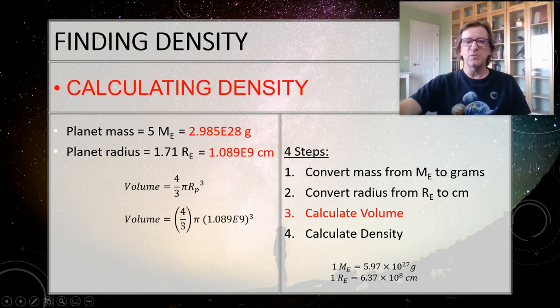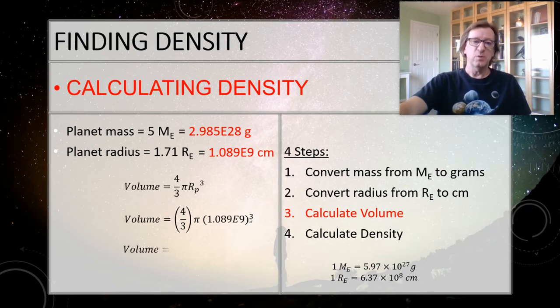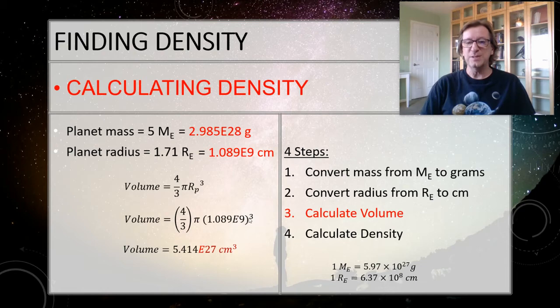All right, so my volume is 4/3 times pi. If you don't have a pi button on your calculator, you can use 3.14, that's fine. And then times 1.089 E9, whole thing cubed. In most calculators, you don't actually have to put that in parentheses, but it's not wrong to do so. It's up to you. And then when you work that out, you should get that it is 5.414 E27 cubic centimeters. Don't forget that E27. That's real important. There's a big difference between 5 with 27 zeros and just a 5.